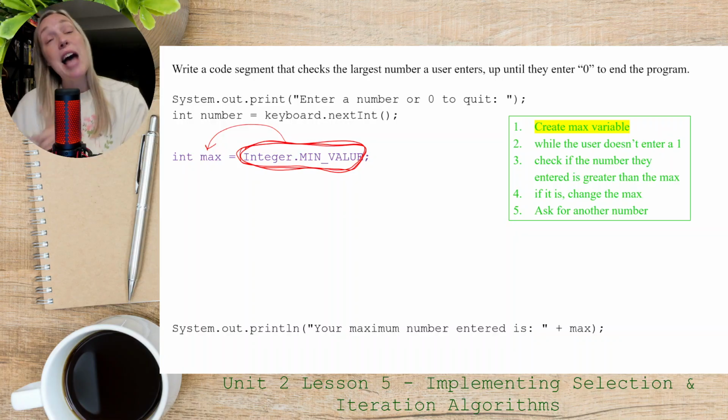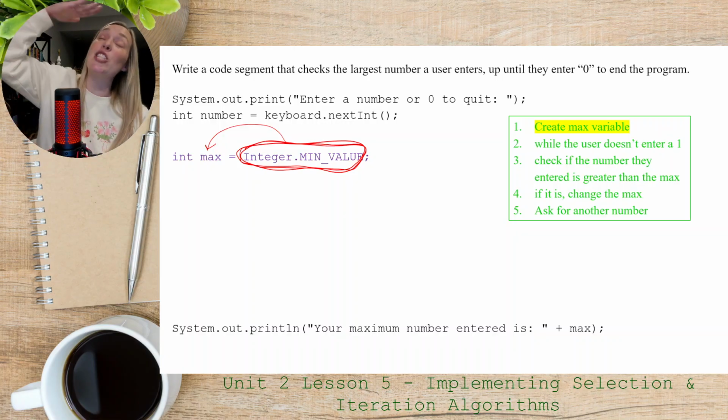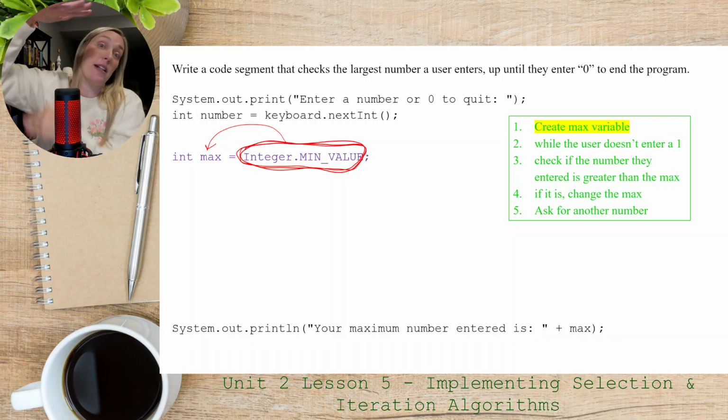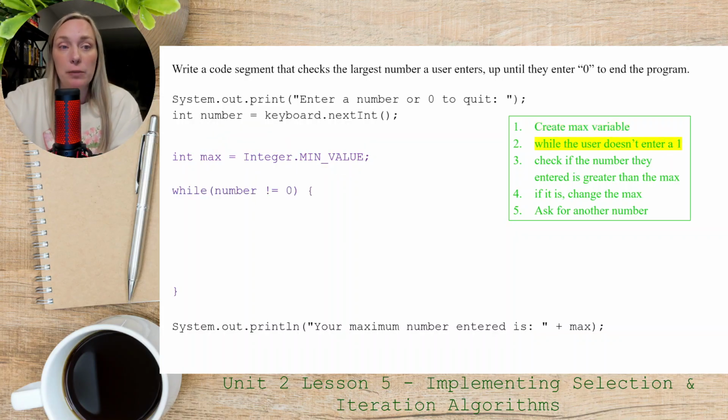Integer.MIN_VALUE. The opposite would be true if you were looking for a min. You want to make the number as large as possible so that any number the user enters is automatically smaller than it. Okay, so vice versa. So we create the max variable.